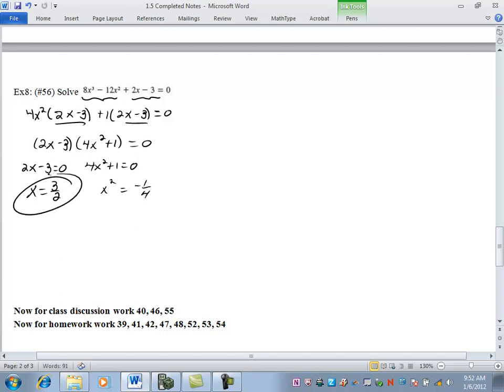Of course, we have our solution here. We're going to take the square root of both sides. Please don't forget about the plus or minus. And so we know the square root of negative 1 is i, and the square root of 4 is 2. And there we have our 3 solutions: 3 halves, i over 2, and negative i over 2.